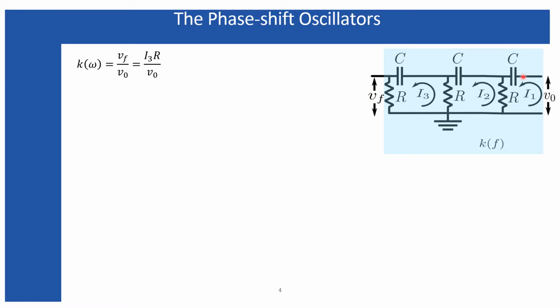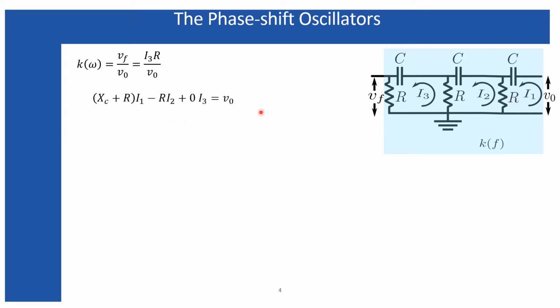Here I have considered the feedback network where the output voltage is appearing at this terminal and the feedback voltage is appearing at the other terminal. Here I am assuming three currents, I1 for the first loop, I2 for the second loop, and I3 for the third loop, where k represents the ratio of the feedback voltage to the output voltage. You can see that since I3 is the current I have defined for the third loop, I3 times R is the feedback voltage VF, and V0 is the output voltage of the circuit, which acts as the input voltage to the feedback network.